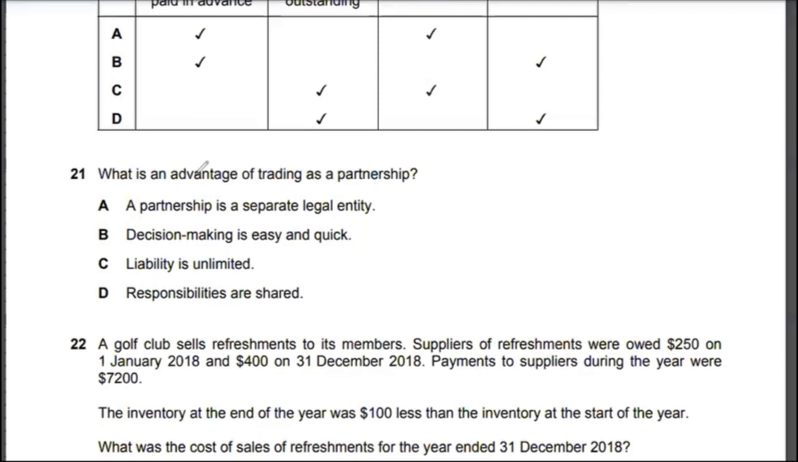Let's look at multiple choice 21. What is an advantage of trading as a partnership? Partnership is a separate legal entity. No, it's not. Decision making is easy and quick. No, because there are partners, there could be fights. Liability is unlimited. No, actually it's a limited liability. So therefore, the correct answer to multiple choice 21 would be option D. Responsibilities are shared. Yes, that is true because you have multiple partners in it.